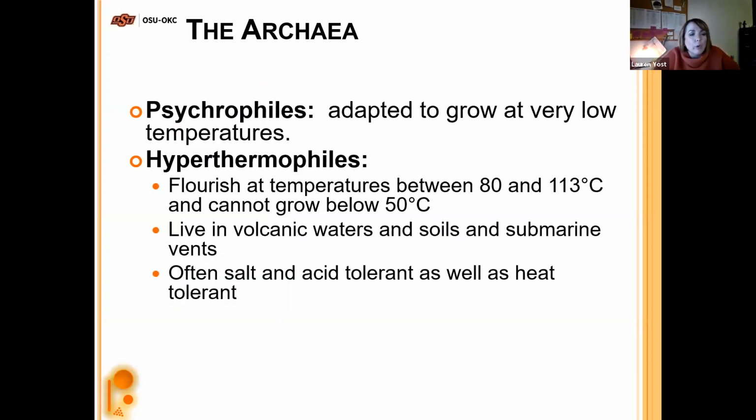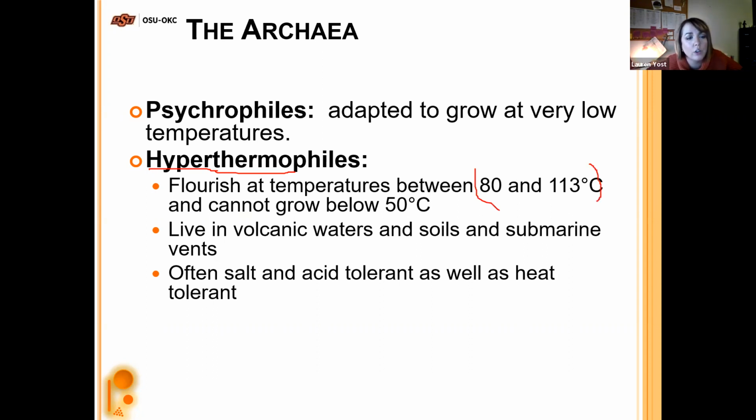We also have these psychrophiles. The psychrophiles are the archaea that can grow at the very low temperatures, the very cold temperatures, versus the hyperthermophiles. And do think of thermo as being like temperature. So thermophiles love high temperature. The hyperthermophiles flourish at high temperatures. Now, what's a high temperature? What am I talking about here? They flourish between 80 and 113 degrees Celsius.